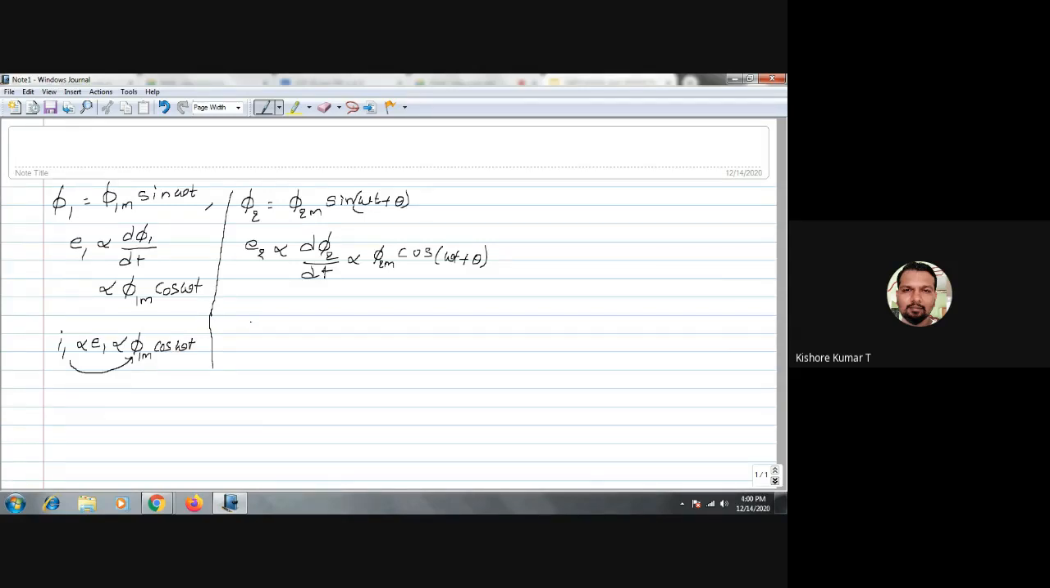And similarly here E2 will set an eddy current I2 in the disk, which is proportional to E2. So finally you can write I2 is proportional to phi 2m cos omega t plus theta.